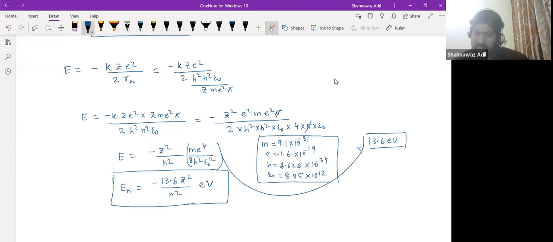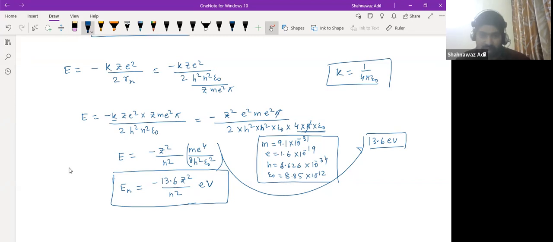Sir, where did the K go? Oh, this K. Yes. So this K is what? This is 1 by 4 pi epsilon, right? So this K I have put in here. Yes. This is the value that I have. Okay, so is it clear? So this would be the energy of the nth orbit, right?